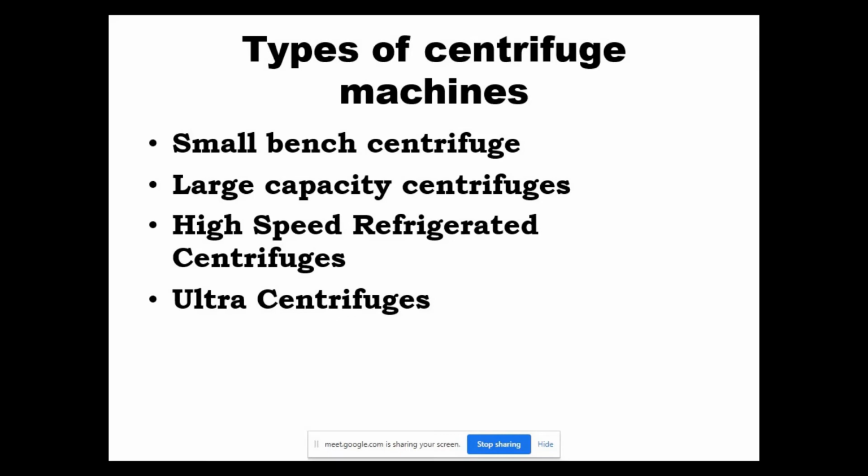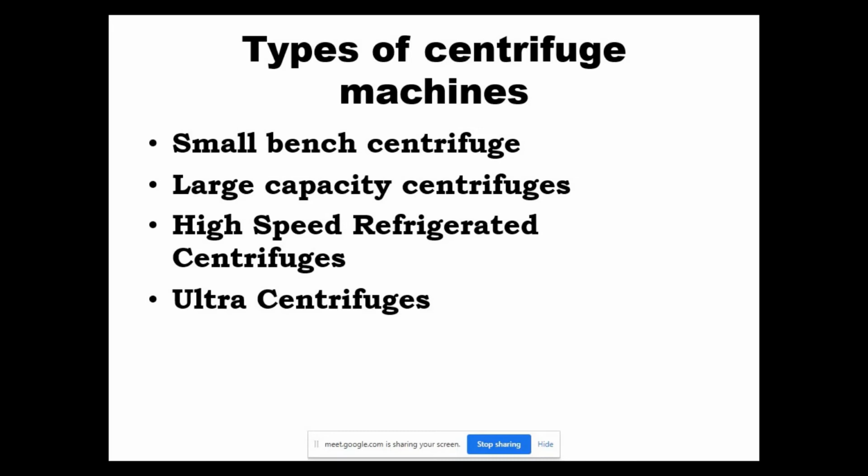When you have a very high RCF, it will generate a lot of heat because it requires a lot of energy. When the rotation is very fast, what will happen? This will generate heat, and the temperature of your suspension will also increase. In that case, this will destroy your sample.